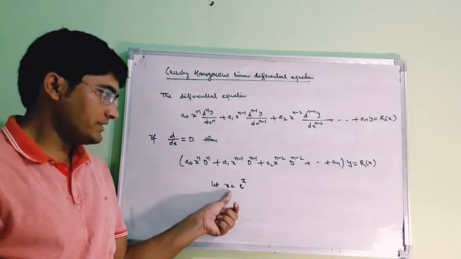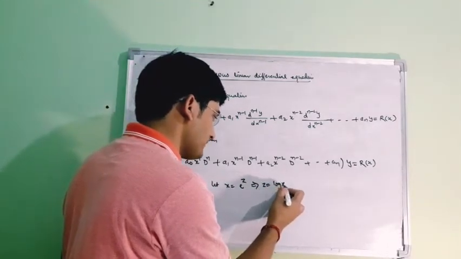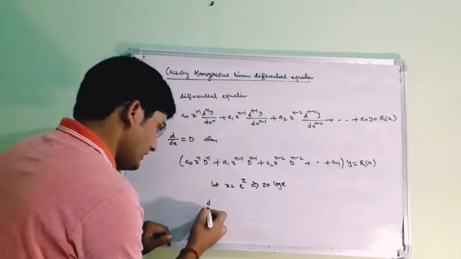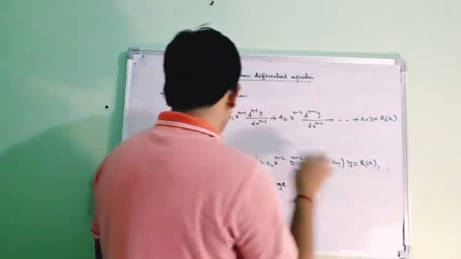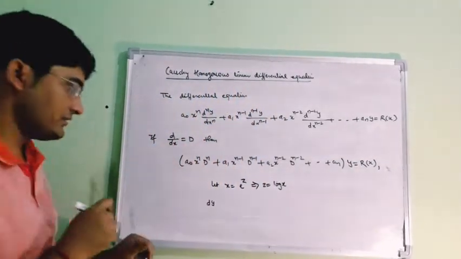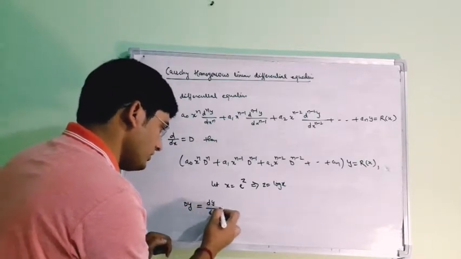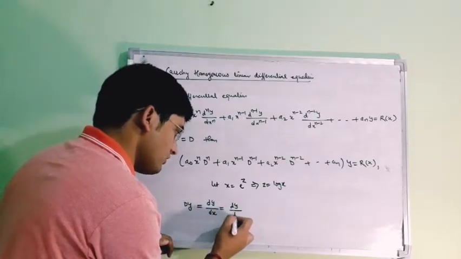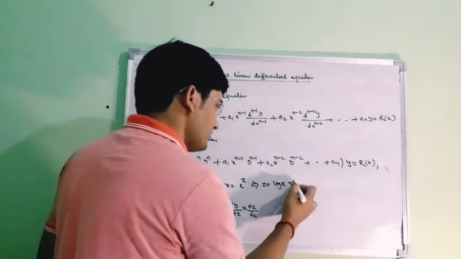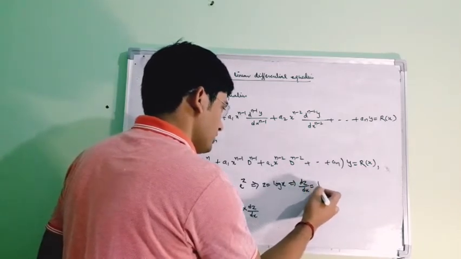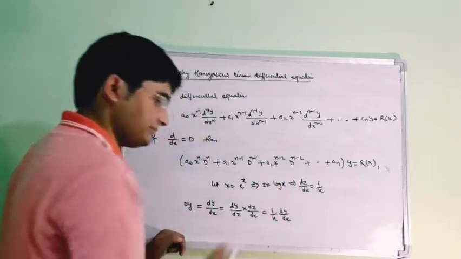So we have assumed that x equal to e power z, where z is another independent variable and z will be your log x. Here we have already denoted that D is d by dx. Now dy by dx, we can write it as dy by dz into dz by dx, and from here dz by dx will be 1 upon x.